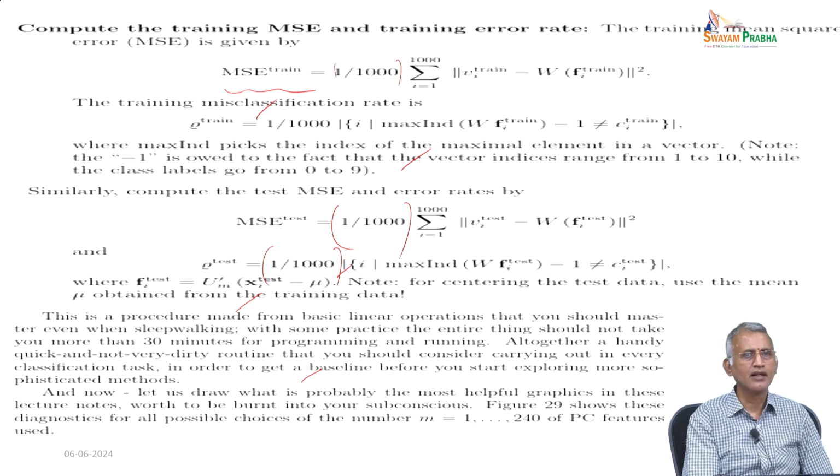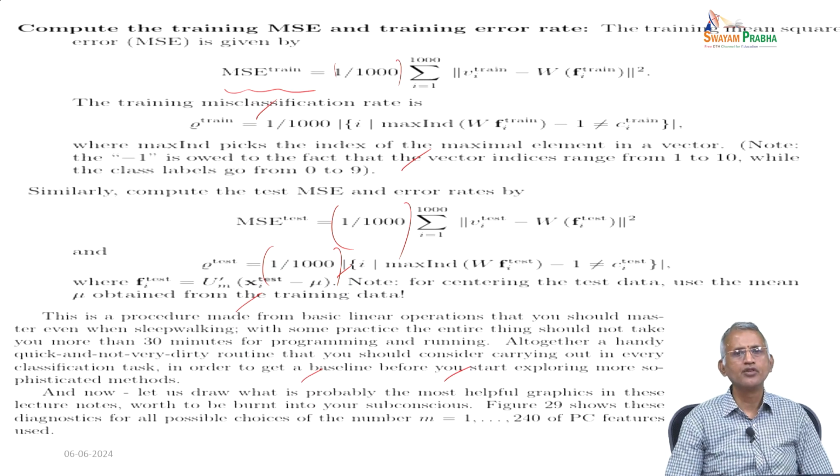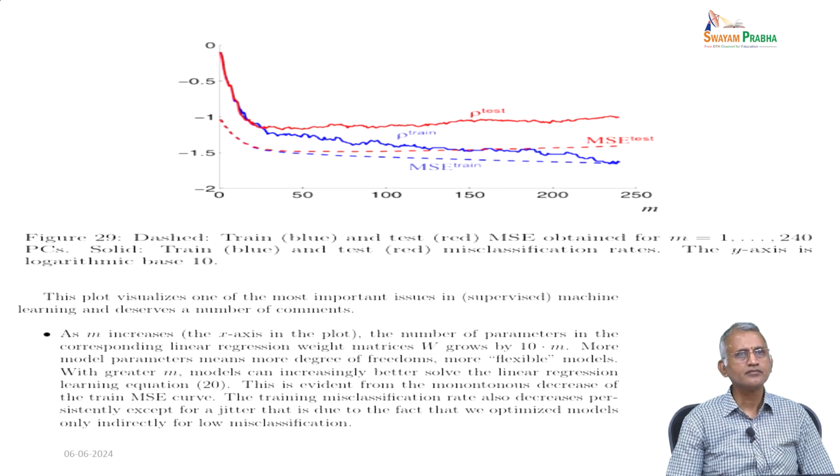And now, let us draw what is probably the most helpful graph in these lecture notes, worth being burnt into your subconscious. Figure 29 shows these diagnostics for all possible choices of the number m equal to 1 to 240 of PC features used. In figure 29, the dashed train blue and test red MSE are obtained from m equal to 1 to 240 PCs, and the solid train blue and test red are misclassification rates. The y-axis is the logarithm to base 10.